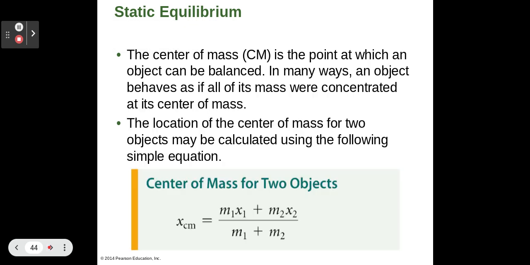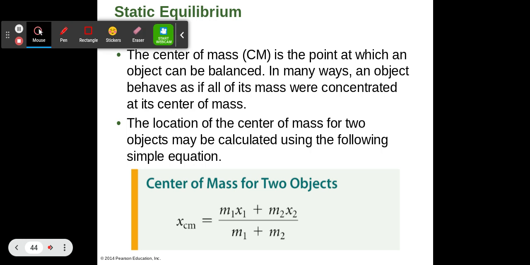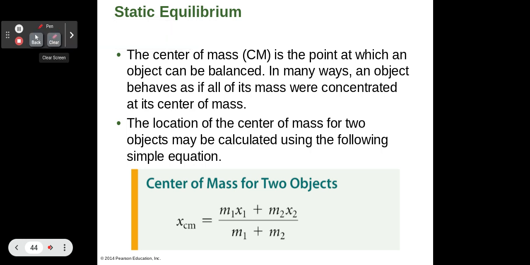All right, so center of mass. Center of mass is the point at which an object can be balanced. Most of the time, the object behaves as if all of its mass is concentrated in the literal center of the object, but that's not necessarily true. The location of the center of mass can be calculated, and one way that we calculate that is using this formula that you see here.